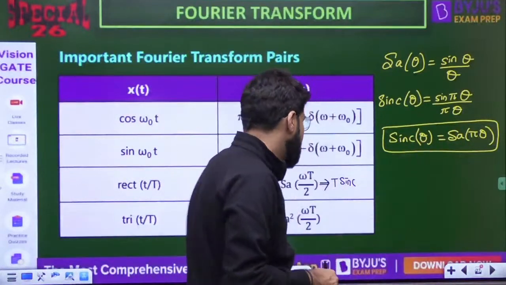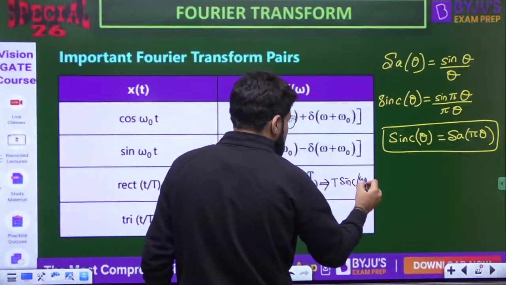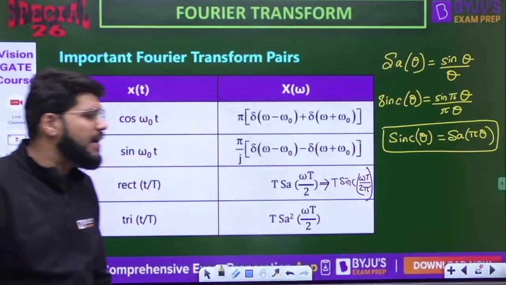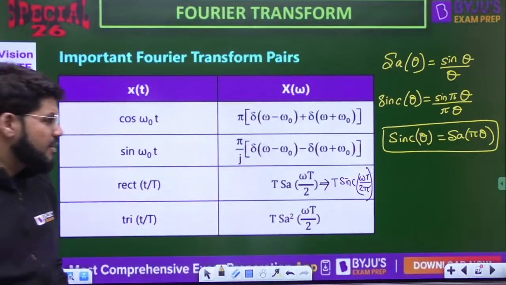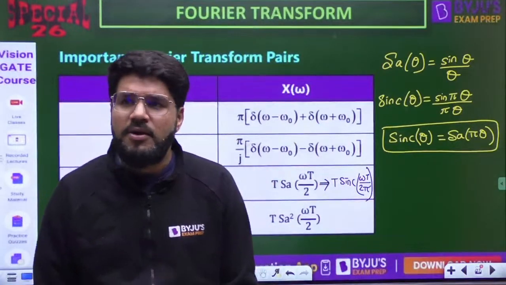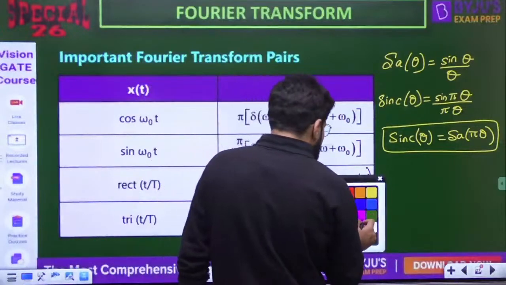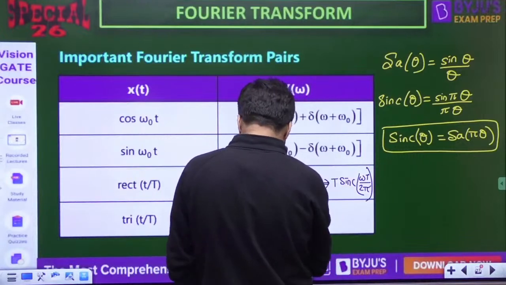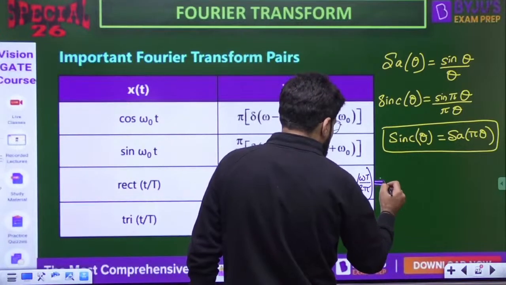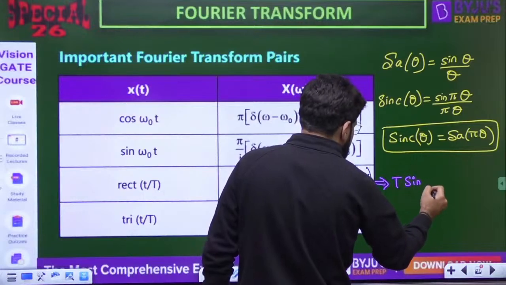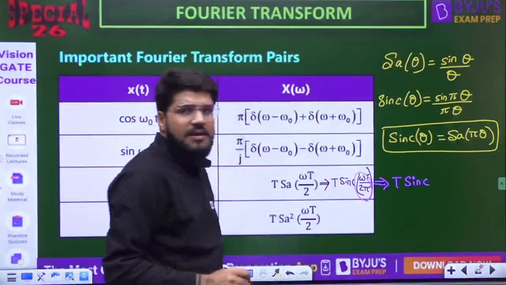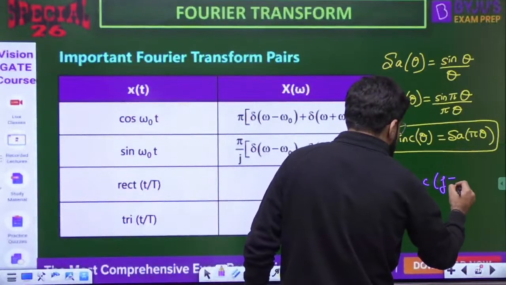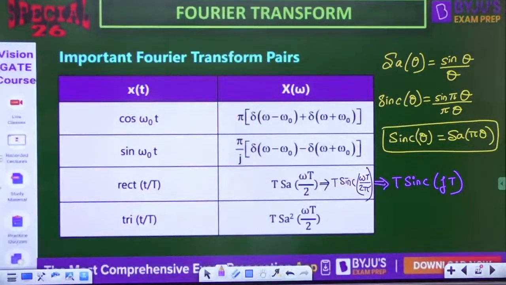So divide by pi here. Omega t upon 2 pi. How much is it? T sinc omega t by 2 pi, if you want to write it in the form of sinc. Remember, sampling or sinc, they are convertible. Also, this is equivalent to T sinc, and we know that omega upon 2 pi will be f. So you can also write it as T sinc ft.